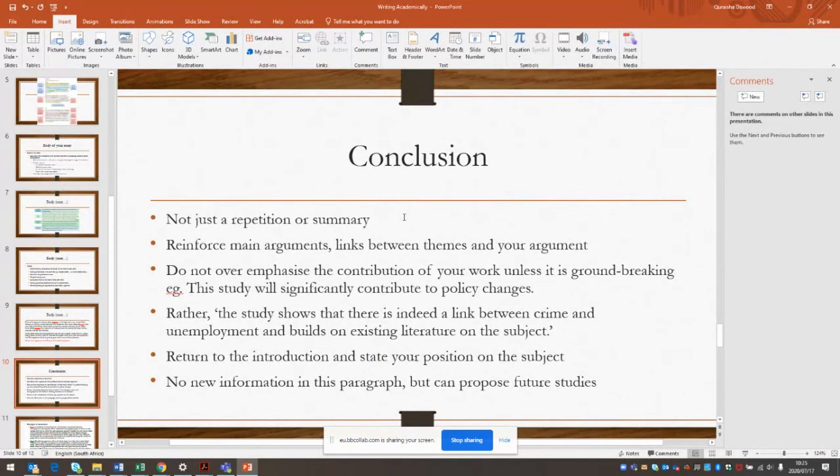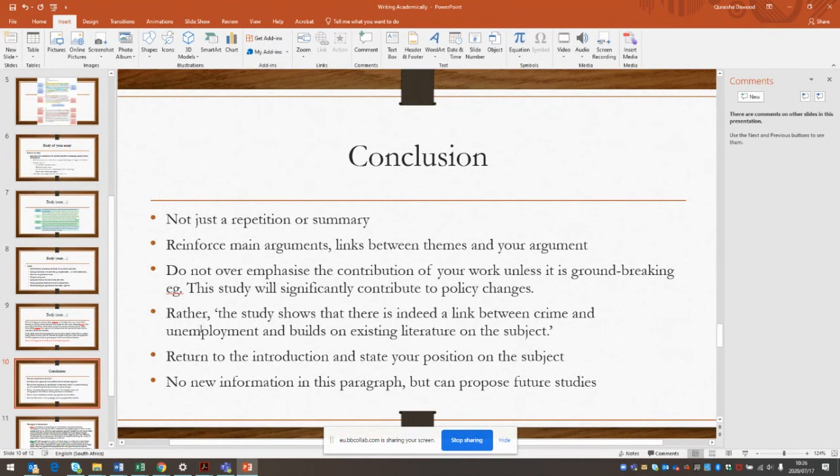What are the links between the themes? What evidence links to what evidence and what literature? Okay, and what is your main argument? Do not overemphasize the contribution of your work unless it is groundbreaking. Like I said, if you're going to say this study will significantly contribute to policy changes, you need to be able to substantiate that claim and show that you've done this very groundbreaking kind of work. If not, you rather say the study shows that there is indeed a link between crime and unemployment and builds on existing literature on the subject.